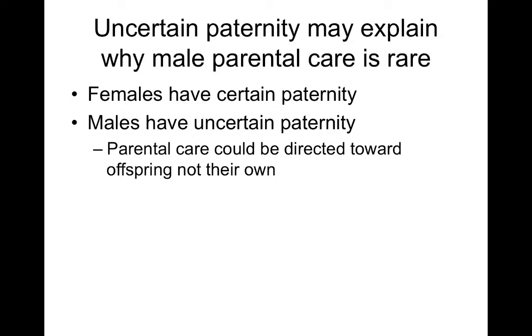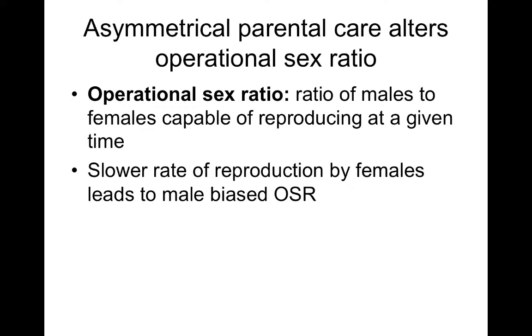Females have certain paternity. They're sure that they're the parent of the offspring. While males in general are uncertain, since females may be mating with other males. And parental care that's not directed towards one's own offspring is ultimately a waste in evolutionary terms. So another piece of terminology is the operational sex ratio, the number of males to females.